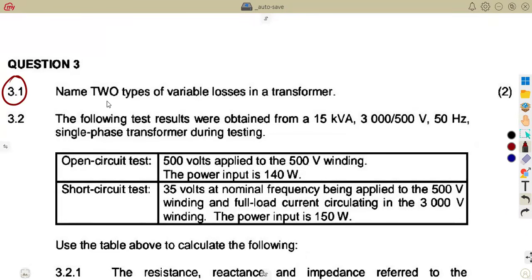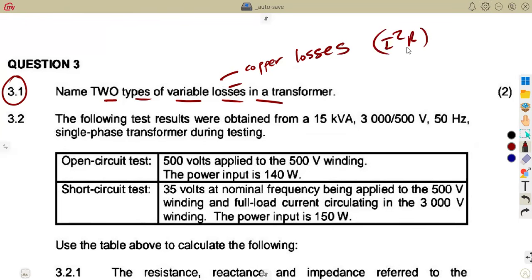Question 3.1: name two types of variable losses in a transformer. As we have our variable losses, which ones do we have? The types for the variable losses, remember, we've got the copper losses, the ones that happen in the winding. Remember your copper losses, guys, are I squared R. And also we have the stray losses. So this one is just your theory, guys.